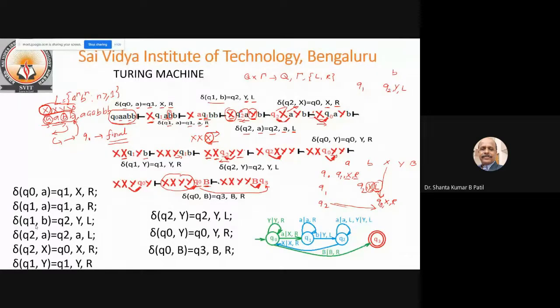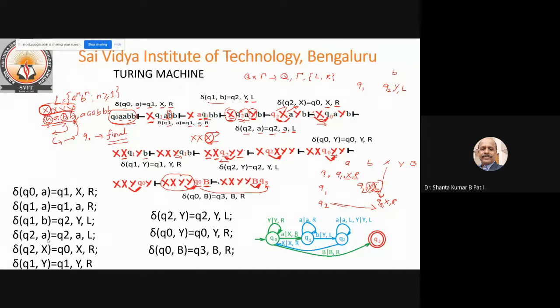For the third transition function, Q1 reads B. So the state is changing to Q2. That's the line between Q1 and Q2. Input is B and output is Y, and the direction is moving toward the left side. Okay. Q2 on A.